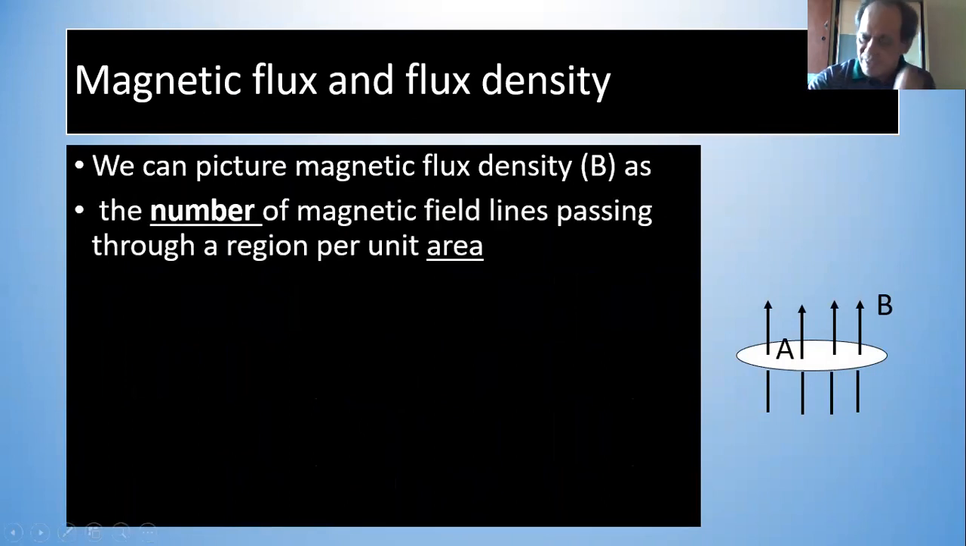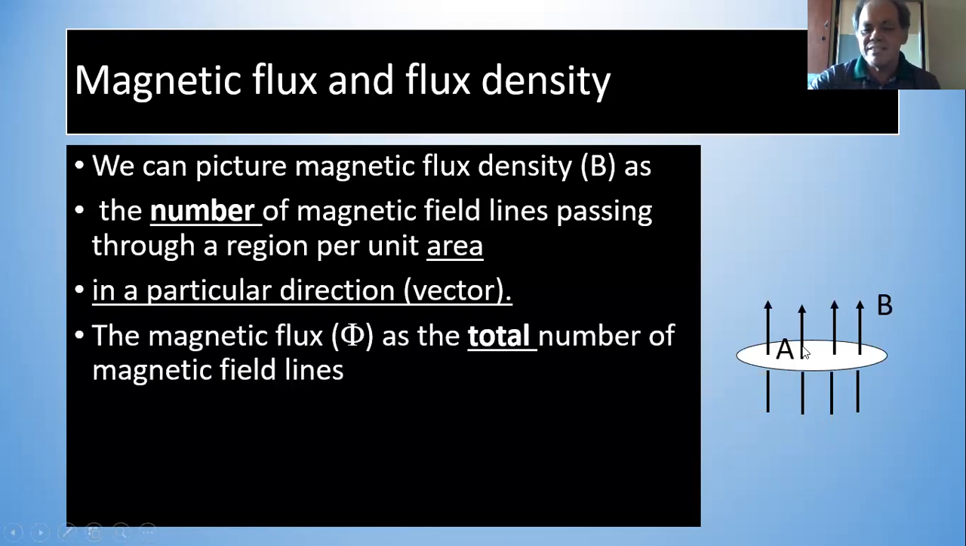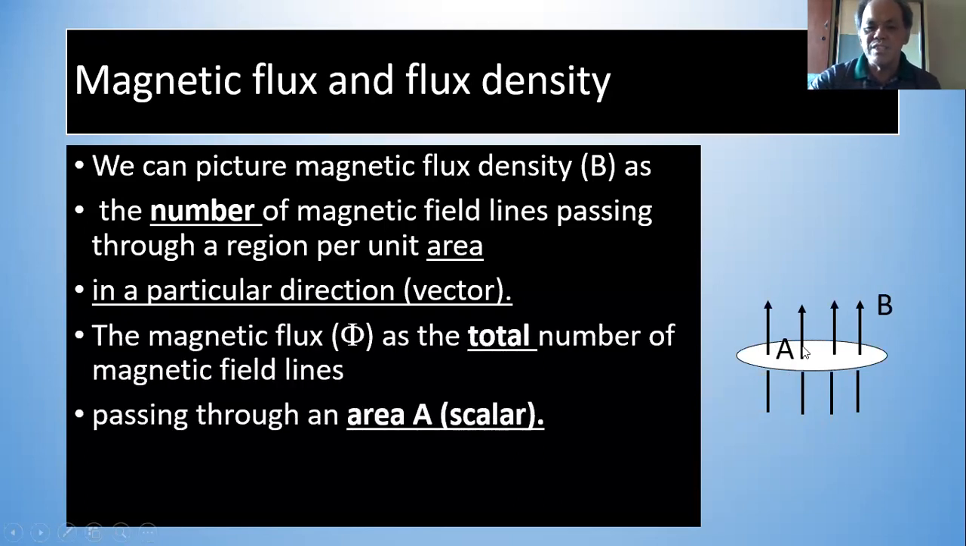And then we can picture magnetic flux density B as the number of lines passing through unit area with a direction. As we represent B by lines with direction, it's a vector quantity. Whereas for magnetic flux, we are interested in the total number of magnetic field lines passing through that area A, that's all. And it's a scalar. That's a new term in physics 5.